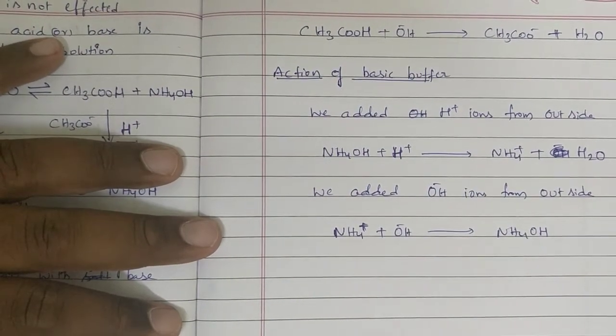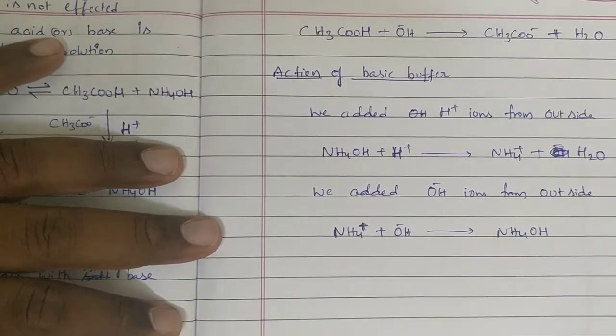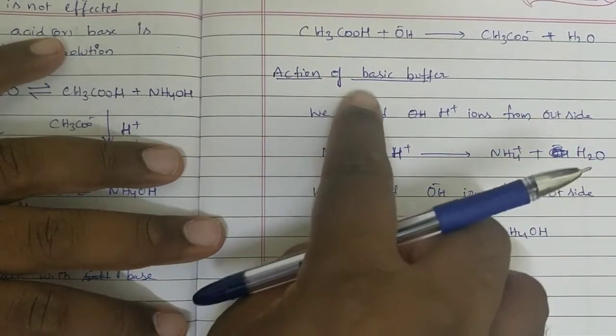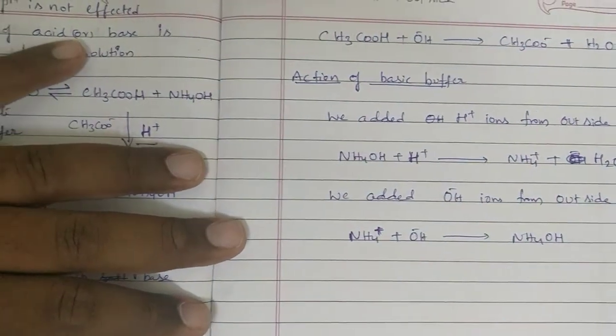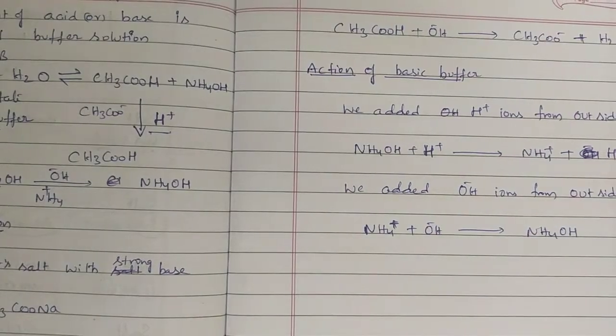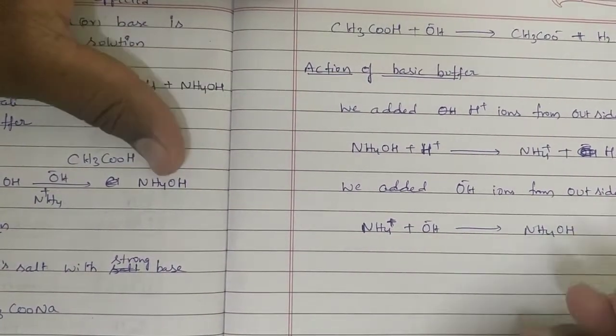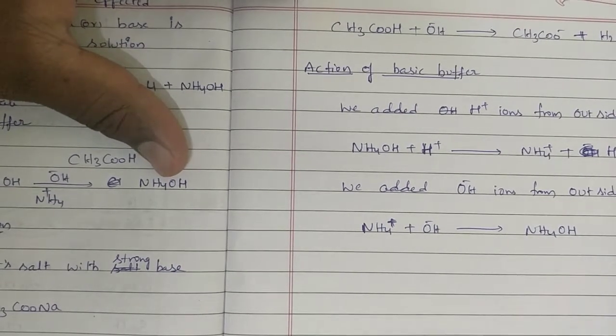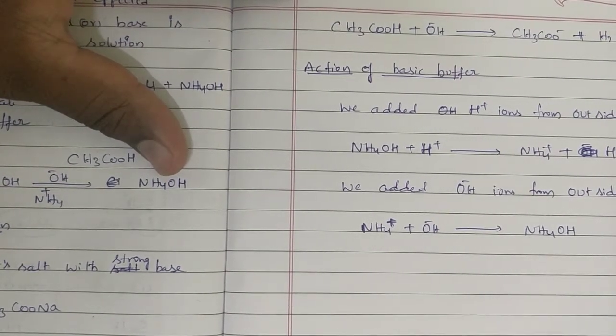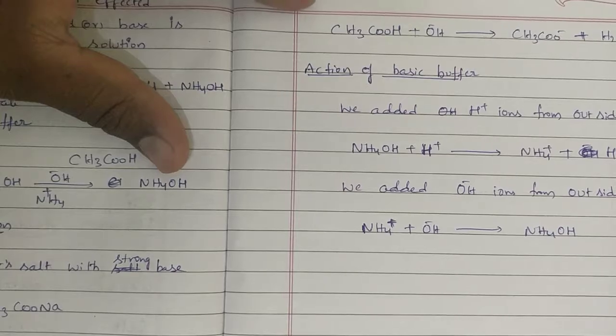That's why even though there is a slight addition of H plus ions or OH minus ions from outside to a basic buffer, there is no change in pH. This is the action of acidic buffer and basic buffer solution. Now we need to see the useful formulas to do the problems related to buffer solutions.